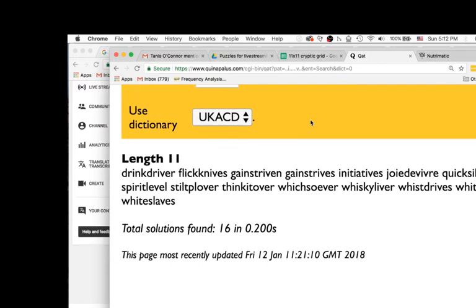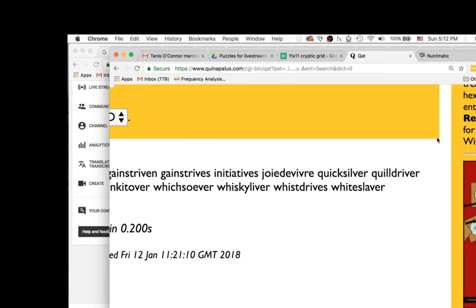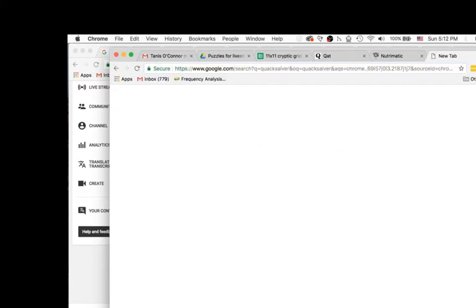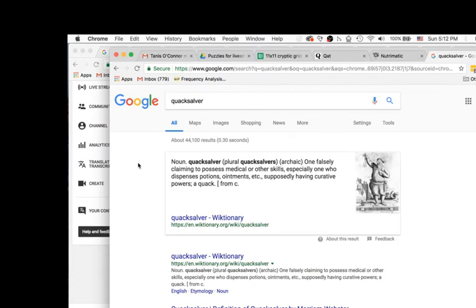Now, I forget whether this is a word. I'm looking at Quicksilver and going, well, if we have, that is, Quacksilver is a word, right? One falsely pointing to possess a quack.